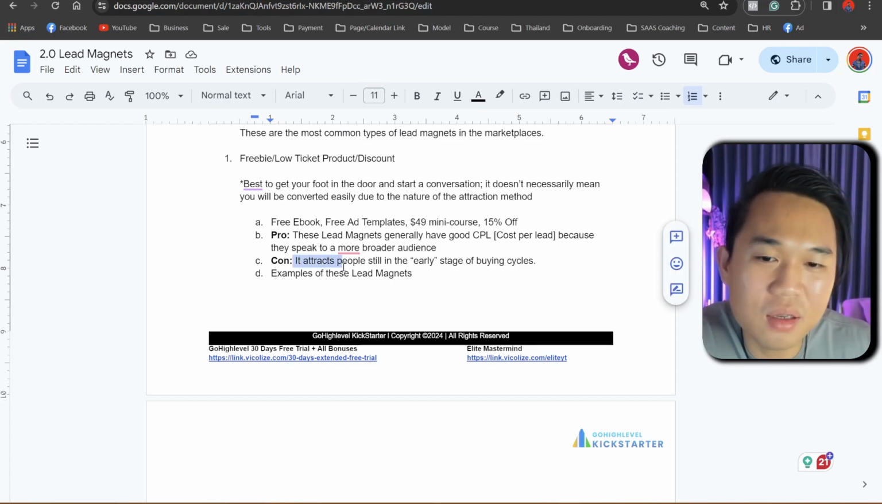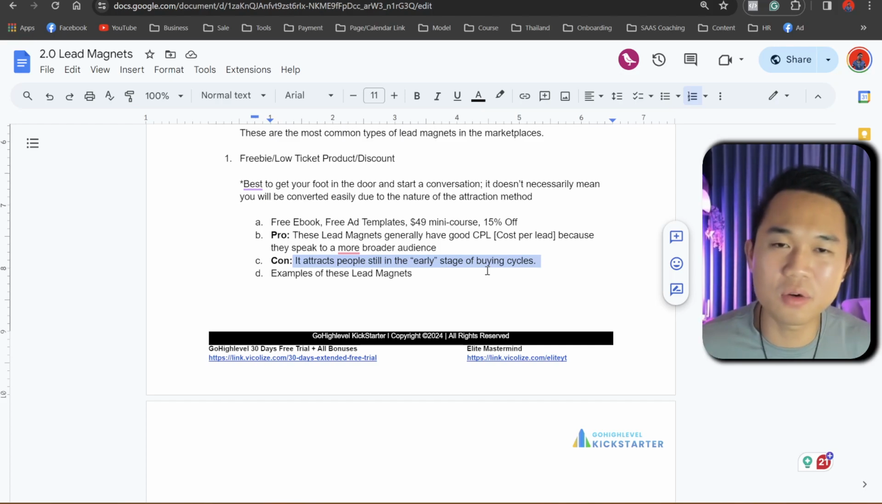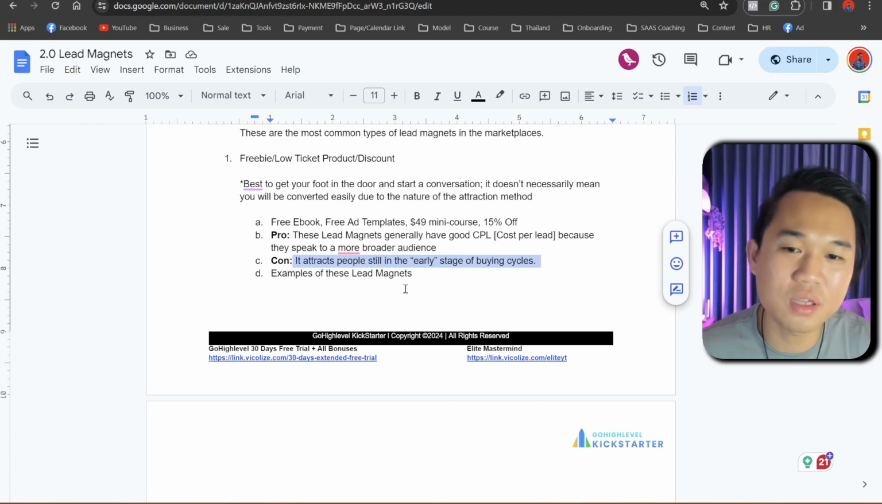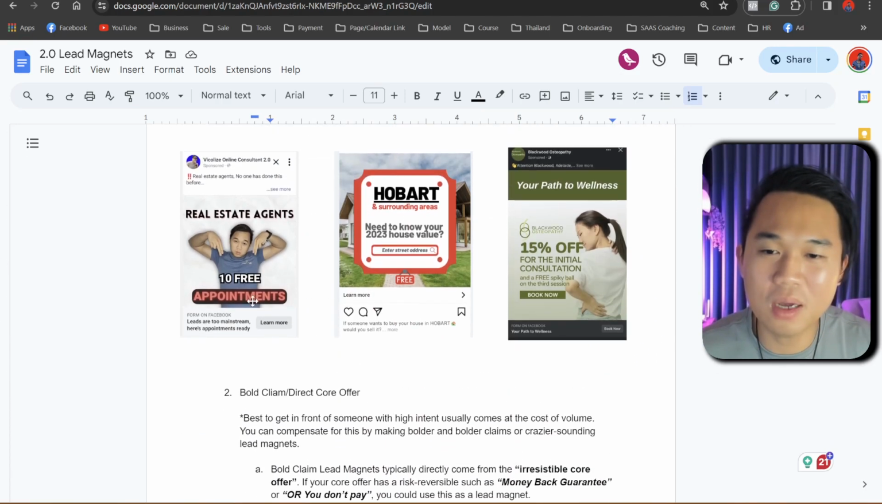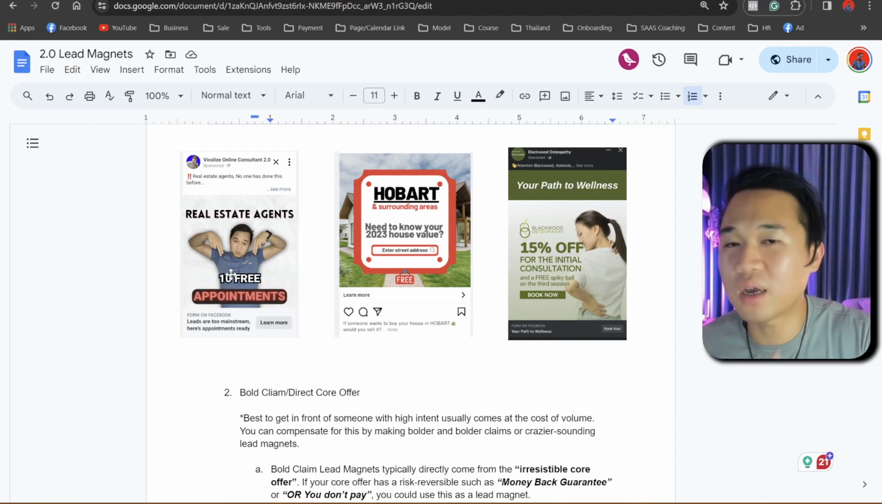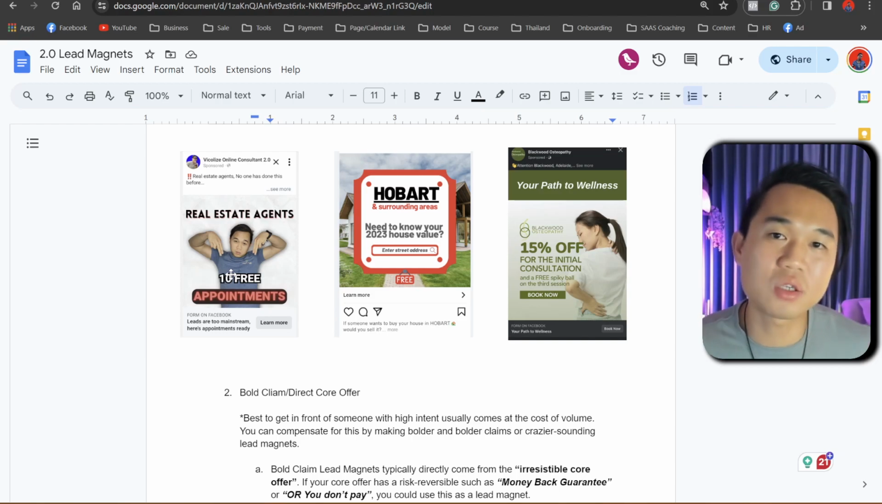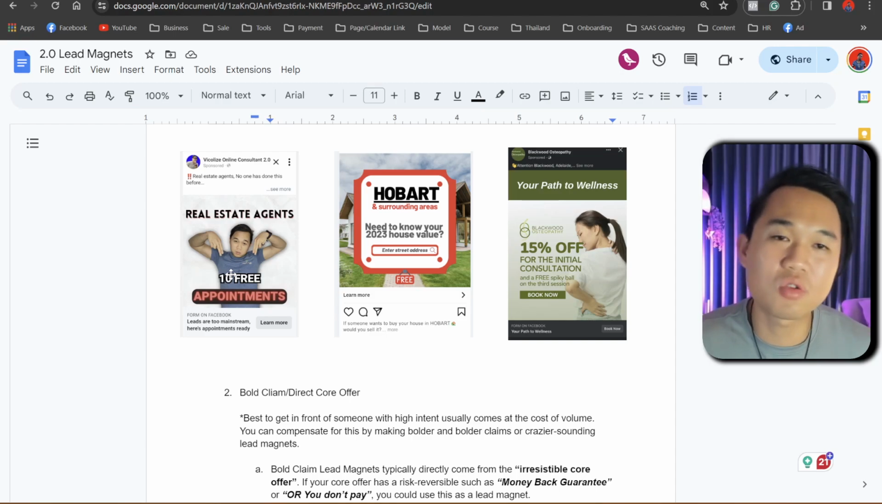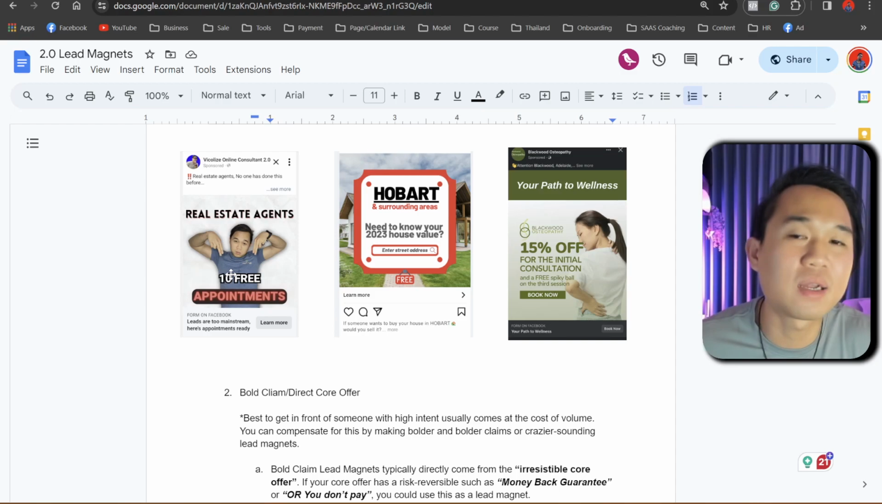But the con to that is that it attracts people who are still in the early stage of buying. If you study marketing, this is the buying stage where people are just thinking about it and researching it, and they're not really ready to actually pay someone for their pain point. These lead magnets will attract people in the very, very early stage. These are examples I pulled up because we also use them ourselves in our business. As long as you know that it will attract these kinds of people, you can structure and systemize your lead nurture to accommodate that, and adjust your sales process, your sales script, and your sales conversion according to their buying stage.